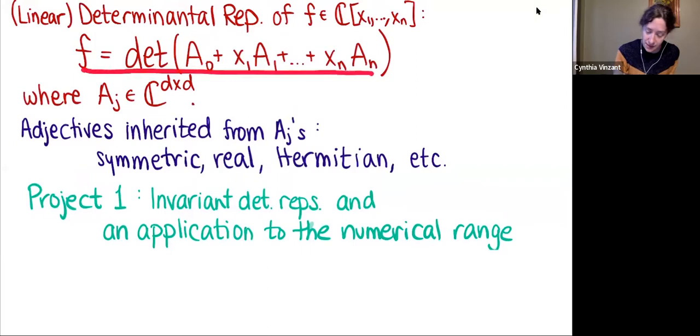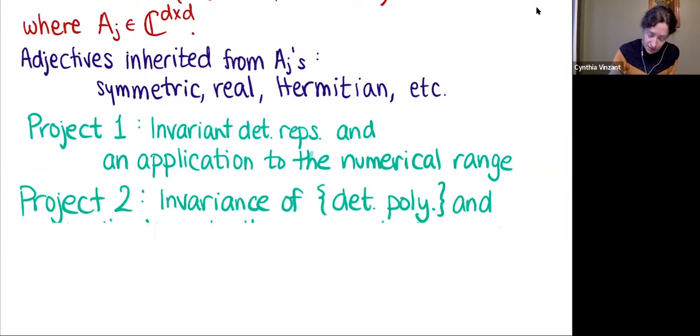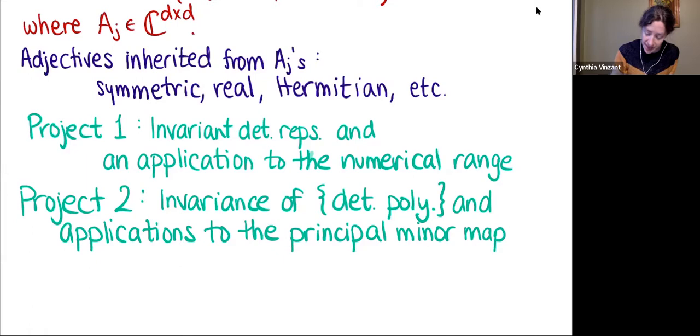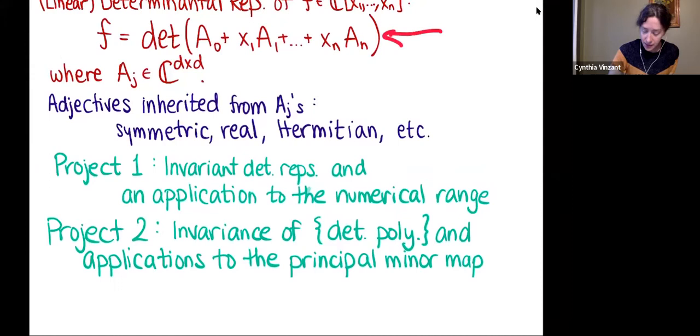And project number two is going to be invariance in a different way, namely invariance of the set of polynomials that have a representation like this. So the invariance of the set of polynomials that one can write this way. And then a connection to something called the principal minor. So that's the plan.